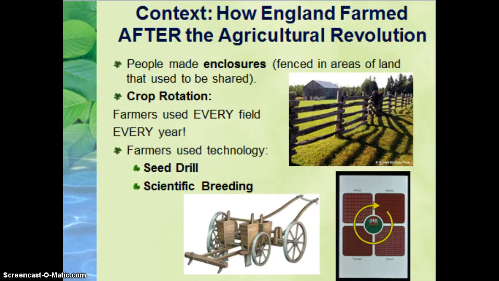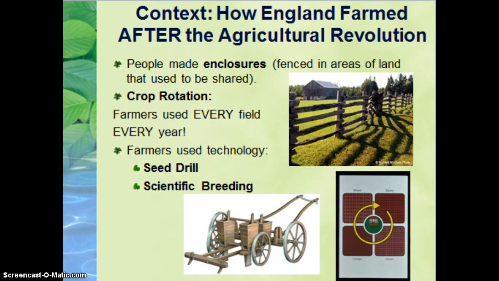Now, after the agricultural revolution, things happened so that farming could become more efficient. So one thing is that there are enclosures, which is where they start fencing off areas of land that could be shared instead of each farmer producing their own food. They also start rotating crops so that every field can be used every year. They're using new technology as well, like the seed drill and scientific breeding, so that they can maximize the value that they get out of the land.